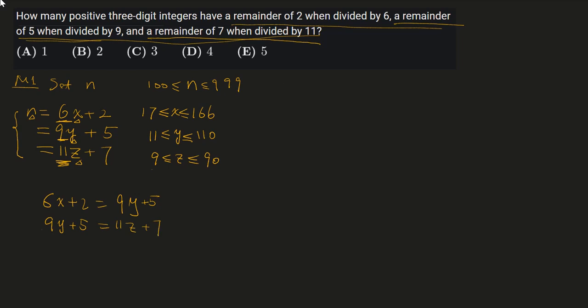So basically, this equation is from the top 2 equations by eliminating n. And the second equation is from the bottom 2 equations by eliminating n. Some students may wonder, why do you choose this way? Why don't you combine the first and the third equation? Why don't you do that?